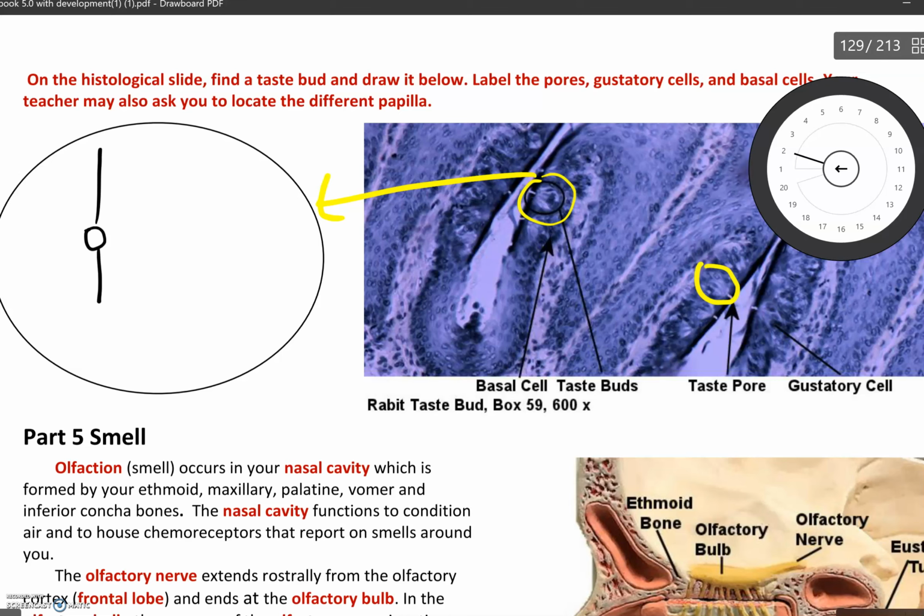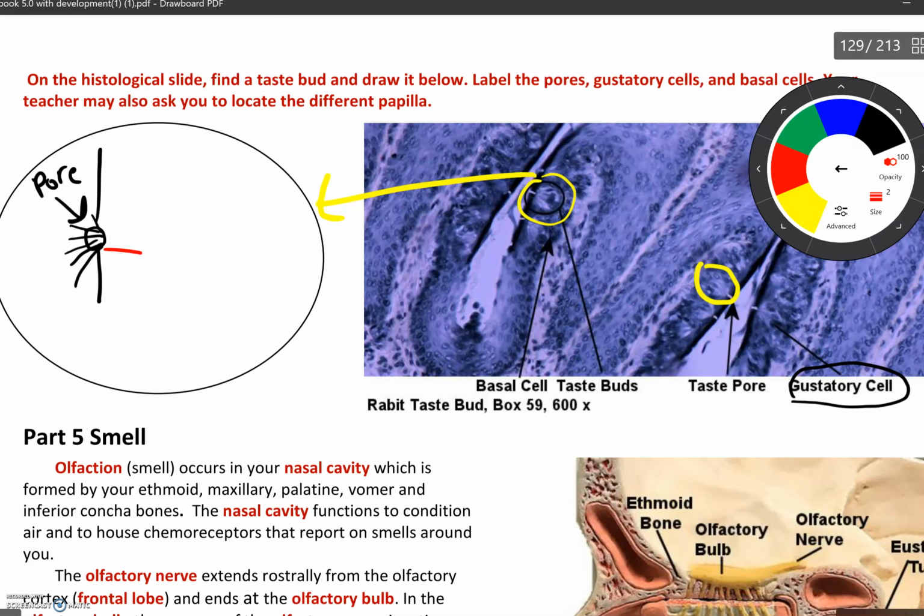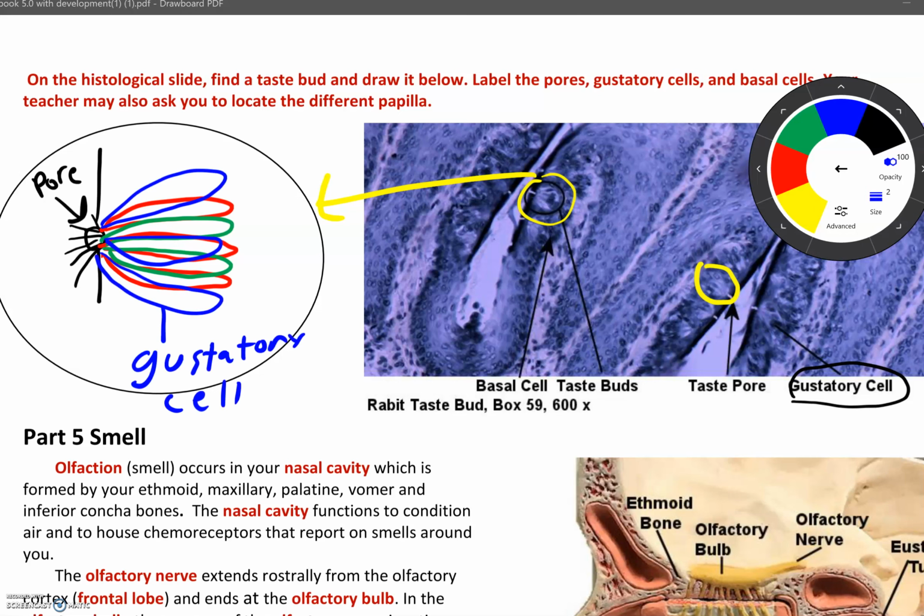We'll label it pore. And the gustatory cells in here are going to have little tiny hairs sticking out of them. So let's draw the little tiny hairs sticking out. And these are actually attached to all the cells. So we have our pore, and we're going to have gustatory cells. Now the gustatory cells are these elongated cells that are basically connected to the pore, and the hairs come out. And I'm going to draw them in different colors. And they'll end up looking something like that. So they're all clumped together.